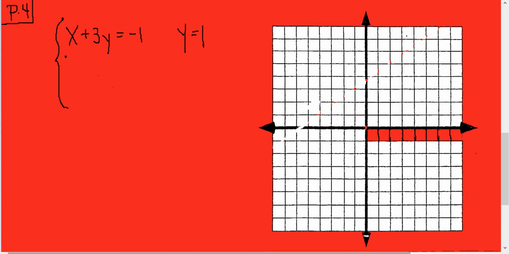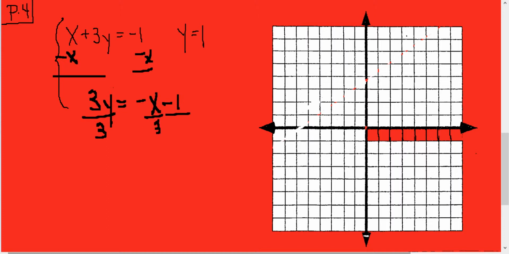Put your t-chart underneath it, or rearrange this to be in slope-intercept form. So if I put this in slope-intercept form, I'm subtracting x from both sides. And I'm going to have 3y equals negative x minus 1. And then divide everything by 3. And what have I got? Y equals, I want to make this negative 1 over 3 x minus 1 over 3.